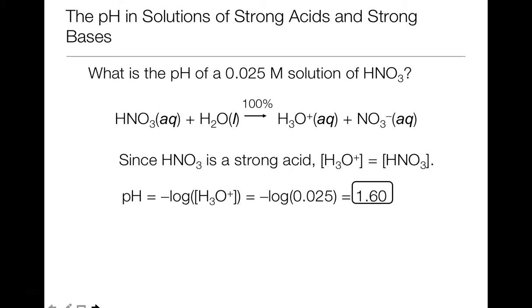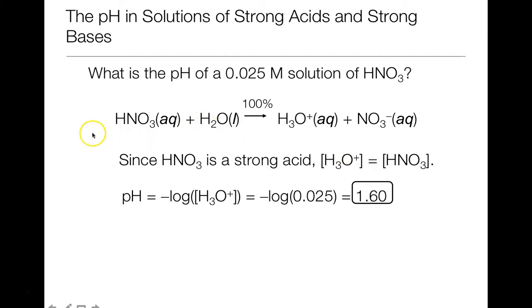So let's take a look at our assumption about strong acids. We have our chemical reaction up here. HNO3 is going to react with water, and we're assuming essentially 100% dissociation. So the H will be transferred to the water, forming hydronium and our nitrate anion. Since nitric acid is a strong acid, this is where we're going to be using our stoichiometry, assuming that all the HNO3, so that original 0.025 molar, is converted into hydronium and nitrate. So that means the concentration of hydronium equals the concentration of the nitric acid, right?